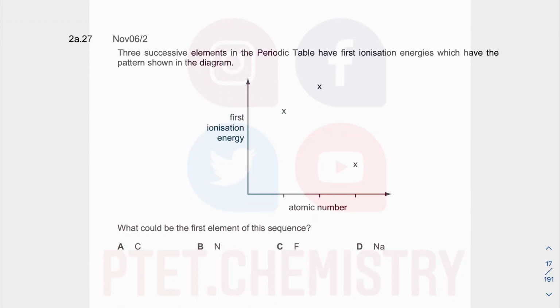Moving on to the next question. So you have 3 successive elements, having their first ionization energy in that pattern. So what could be the first element in this sequence?